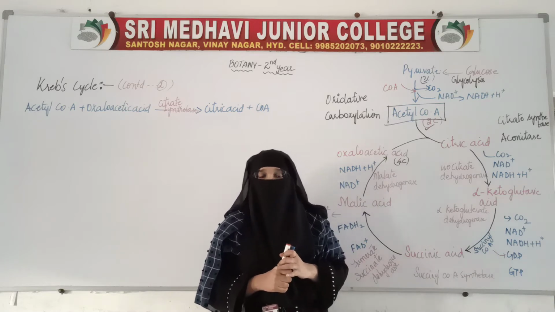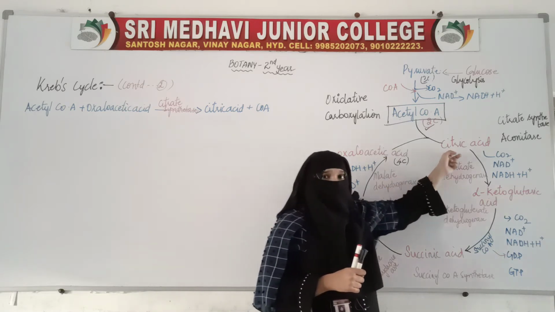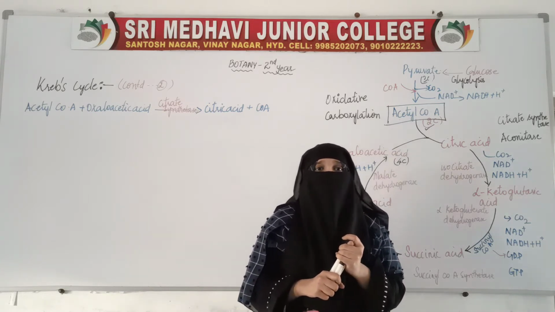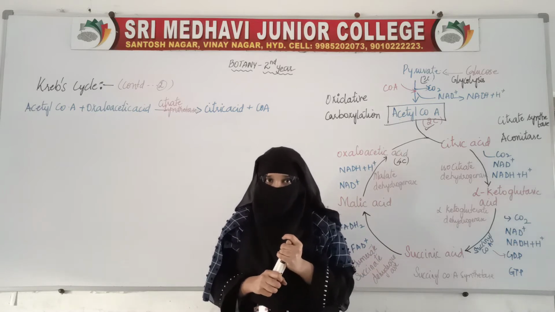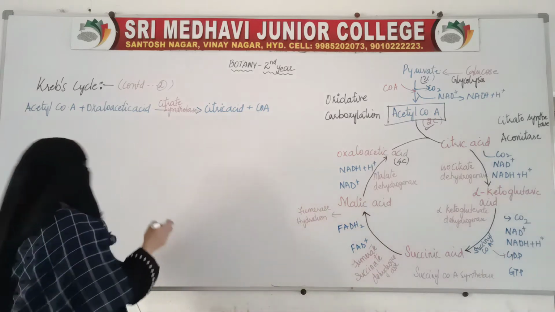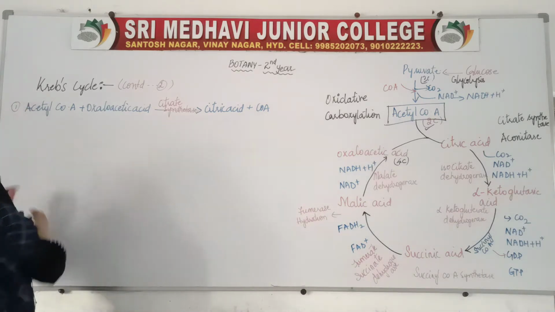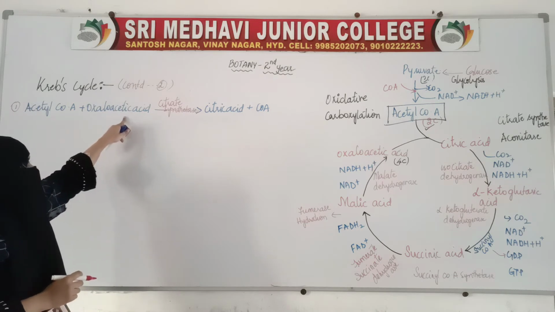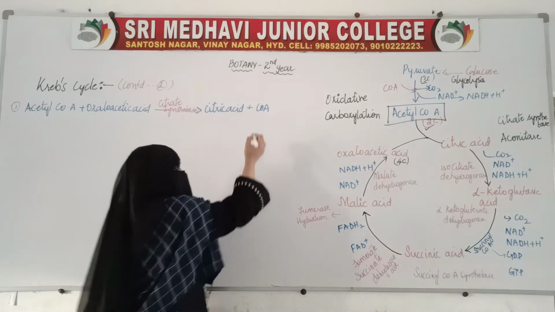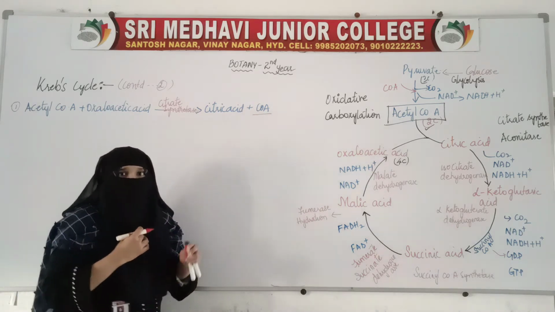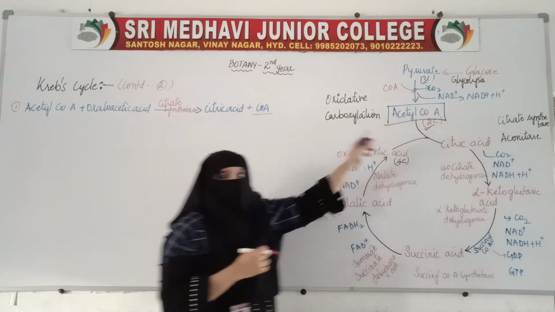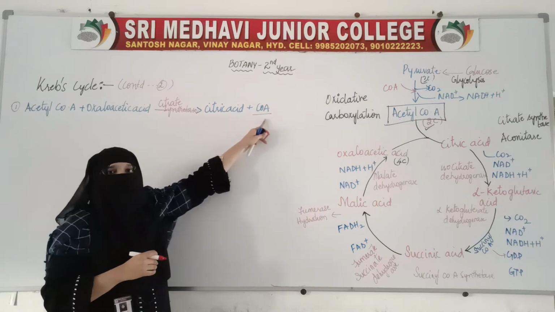The first product which is formed during this reaction is citric acid. That is why the Krebs cycle is also called the citric acid cycle. This is the first reaction, which we have already seen in a previous video, where acetyl coenzyme A has combined with oxaloacetic acid and formed citric acid. Along with the citric acid, coenzyme A is also released. Here coenzyme A was there, and now with the formation of the citric acid, this coenzyme A has been released.